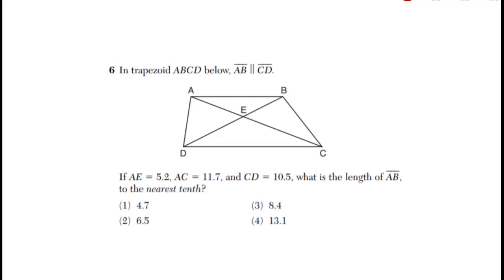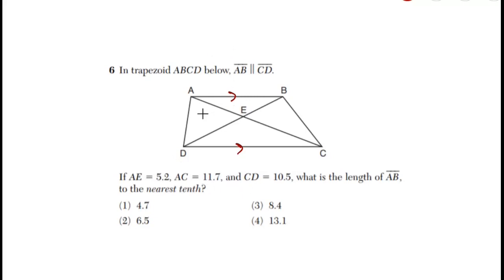Alright, so for number 6, we're given a trapezoid, and this is super important. Anytime they give you something like this where it says line segment AB is parallel to line segment CD, I always recommend writing that on the diagram just so you don't forget. So let's go ahead and write what they give us. We have a few lengths here.